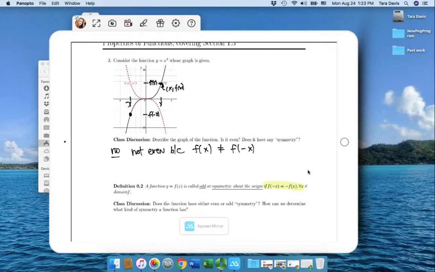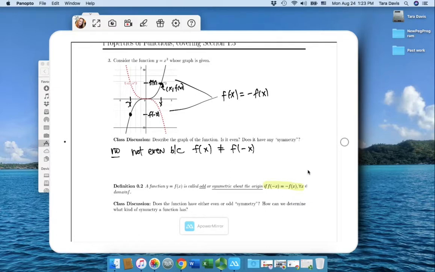If the function was even, those two y values would be the same, but what you can see by the graph is that they're opposite. So although these two are not the same, they are opposite. So we know that in this case, f of negative x equals negative f of x.